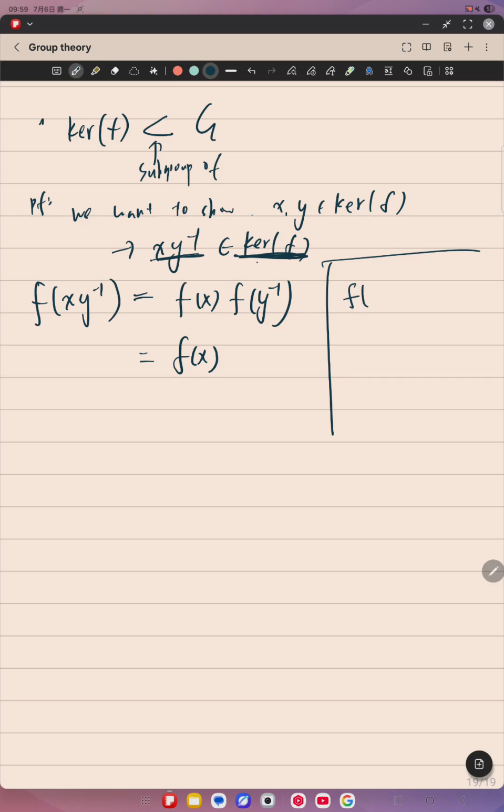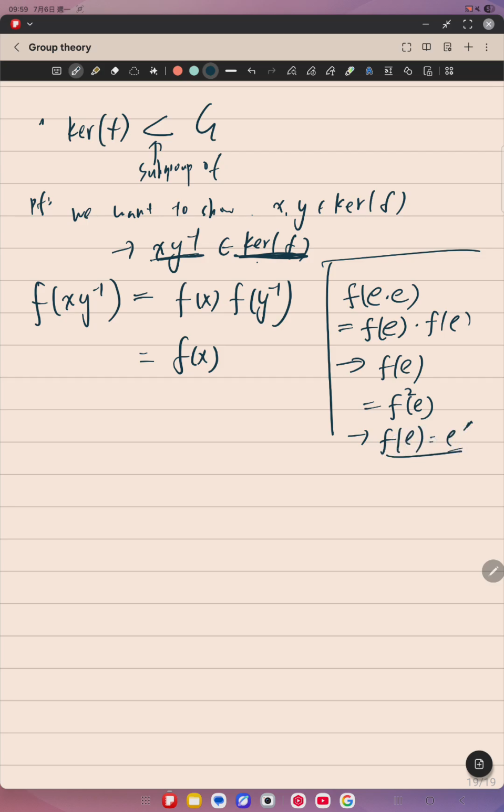Notice that in a group homomorphism, if you use identity times identity, then you get identity, so f(e) is f(e) times f(e). This tells you that f(e) is the same as f(e) squared. If I compute the inverse, then I know f(e) is e prime. So identity always maps to identity. This is the same as the zero vector always mapping to the zero vector in a vector space.